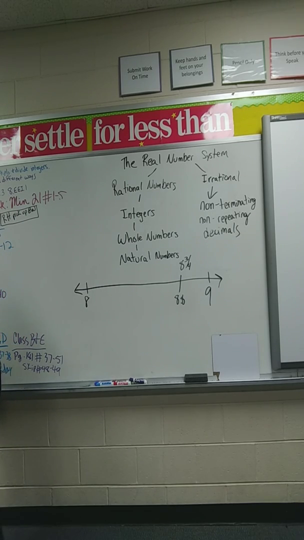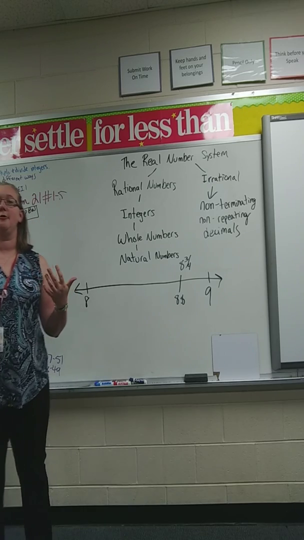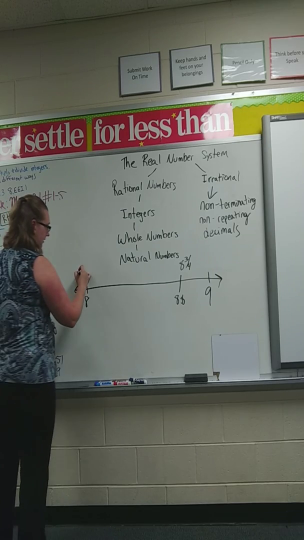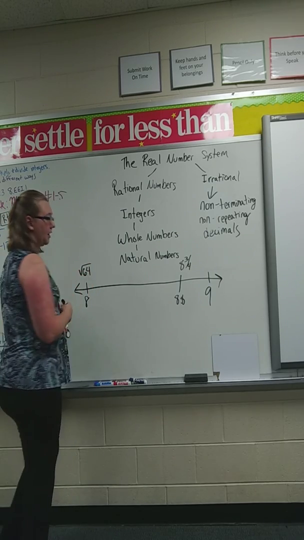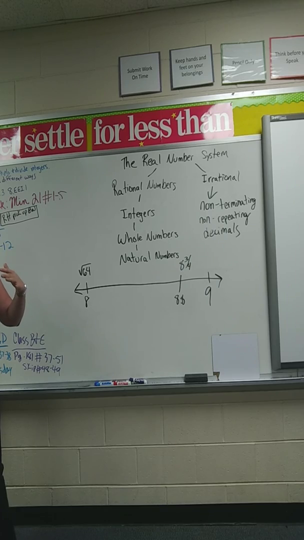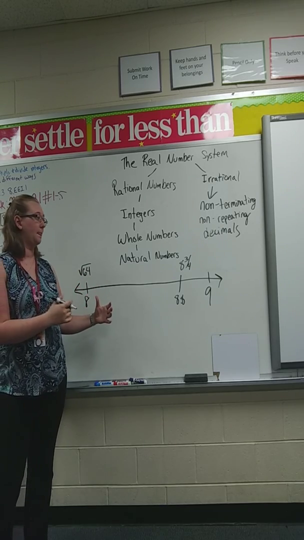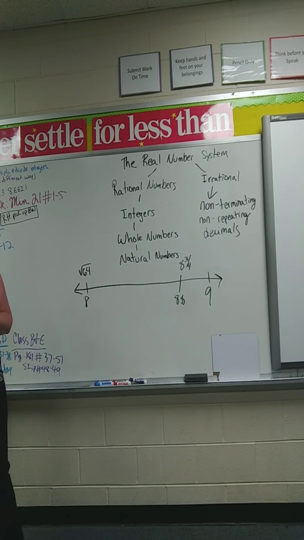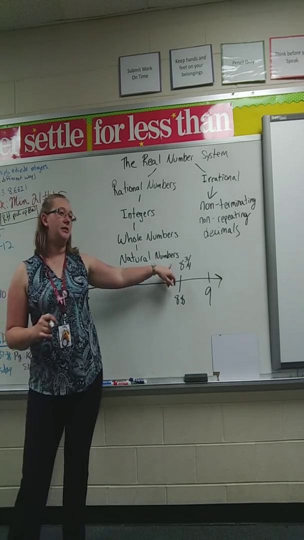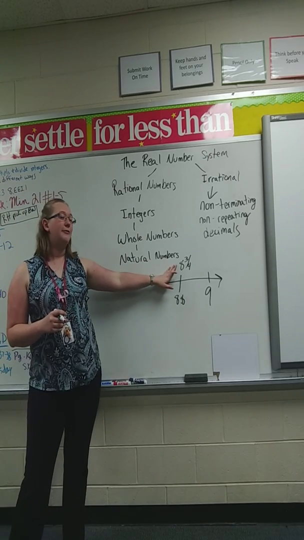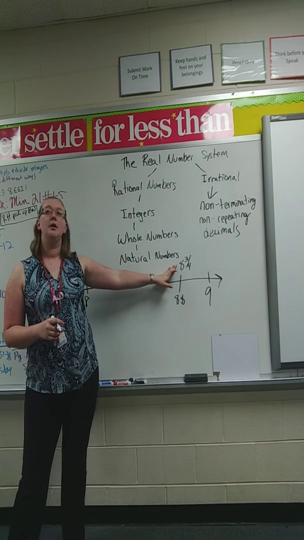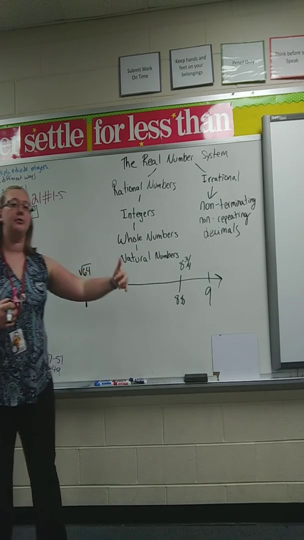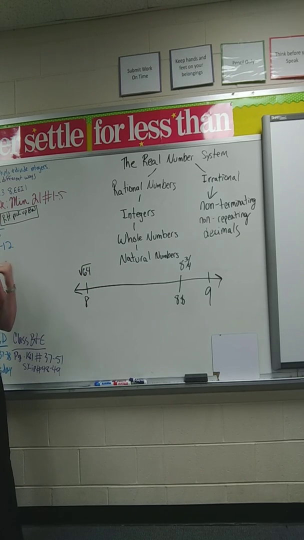Okay? The next number is the square root of 64. What is the square root of 64? 8. So that's going to go right here at my 8. We have 2 of our numbers plotted on this number line. Which is greater, the square root of 64 or 8 3/4? 8 3/4 is greater than the square root of 64, which simplifies to be 8.